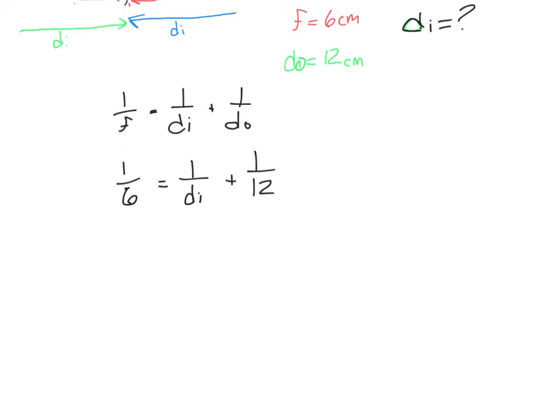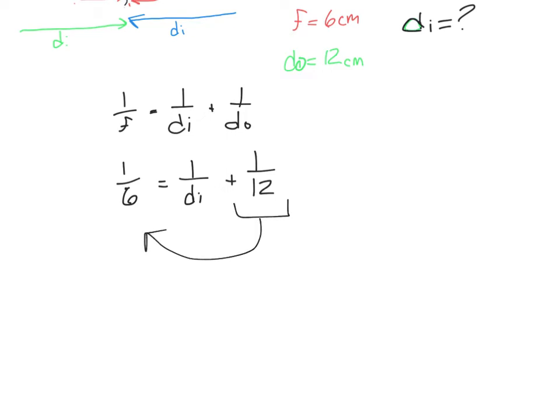So what we have to do is isolate our variable. Our variable of question in this case is this right here. So I need to get that by itself. What that means is I need to take this and put it over here.